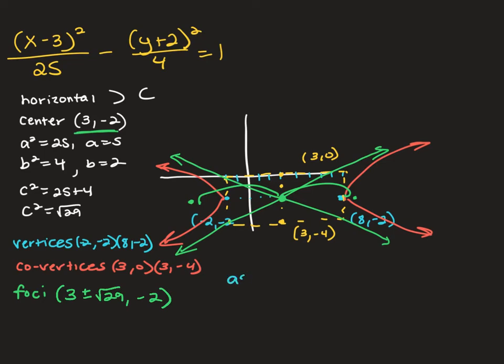And then the asymptotes, y equals k, which is negative 2, plus and minus, it's horizontal, so it's b over a, or 2 over 5, (x minus 3). Okay, that's equation, and then get the information out of it. The other kind would be, let's say I give you information, and then you've got to find the equation.